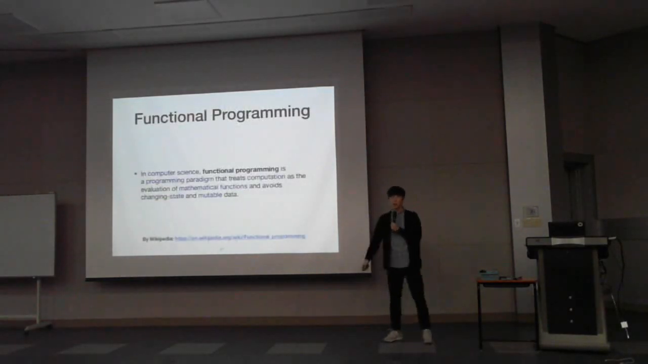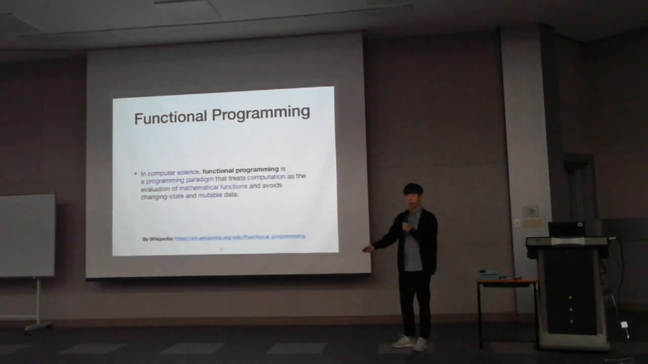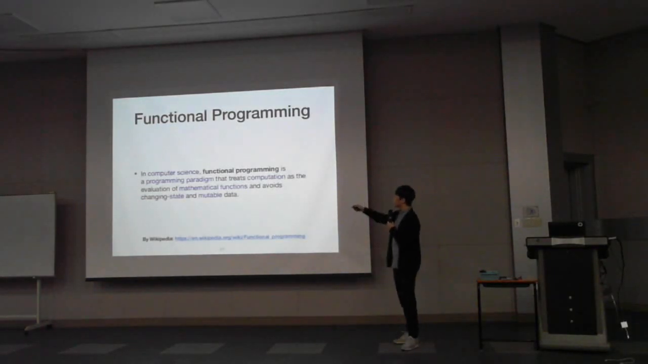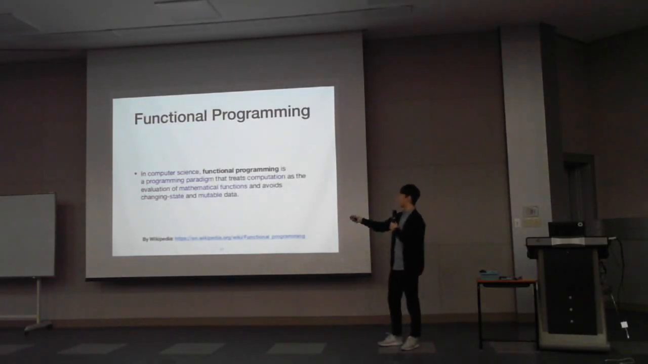So this is about the OOP style. Let's look at functional programming. What is functional programming? In computer science, functional programming is a programming paradigm that treats computation as the evaluation of mathematical functions and avoids changing state and mutable data.